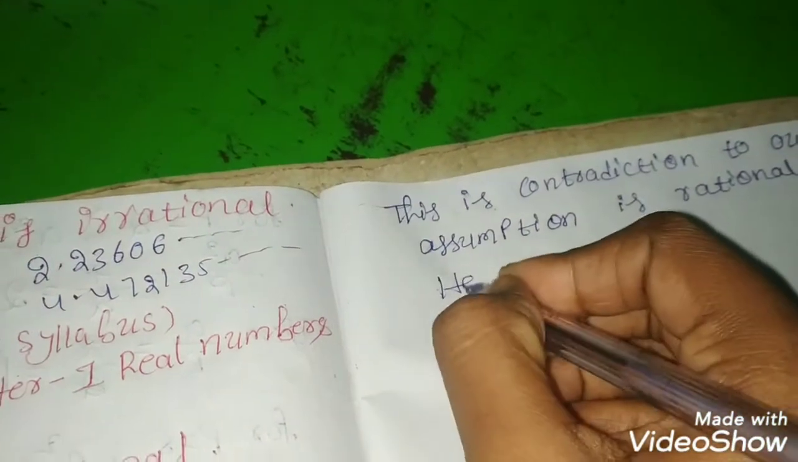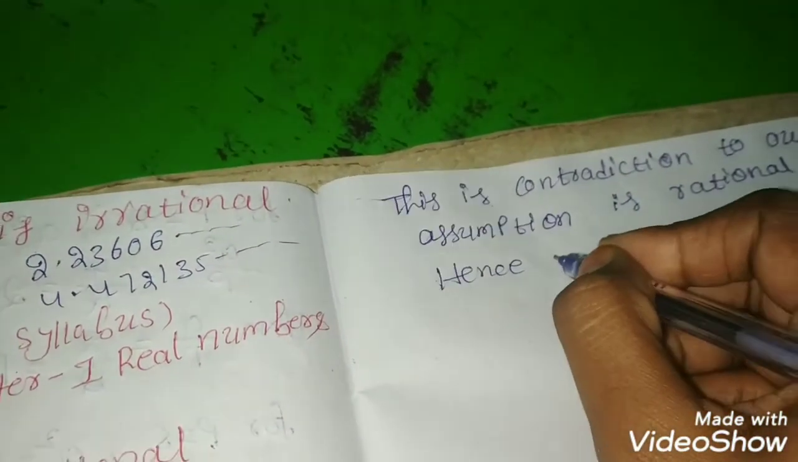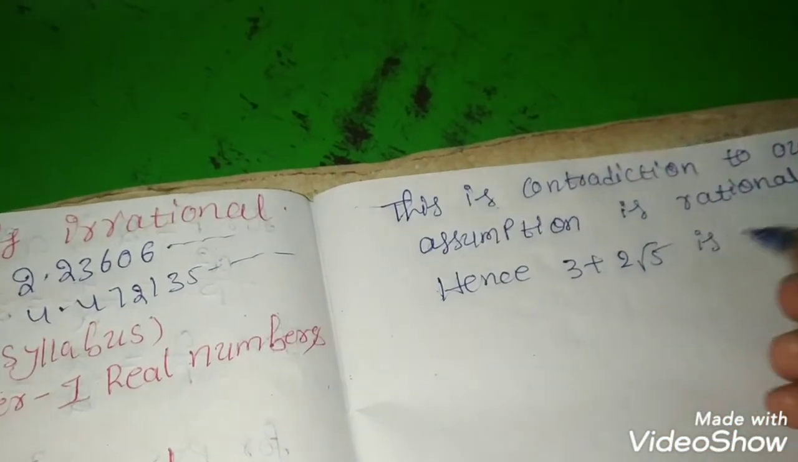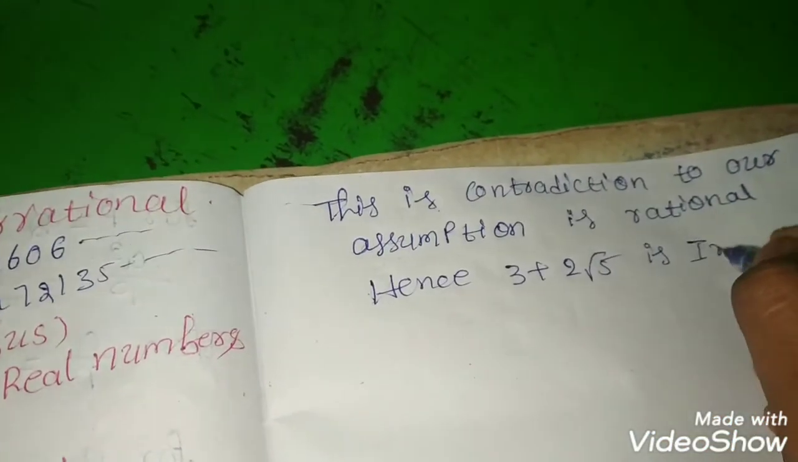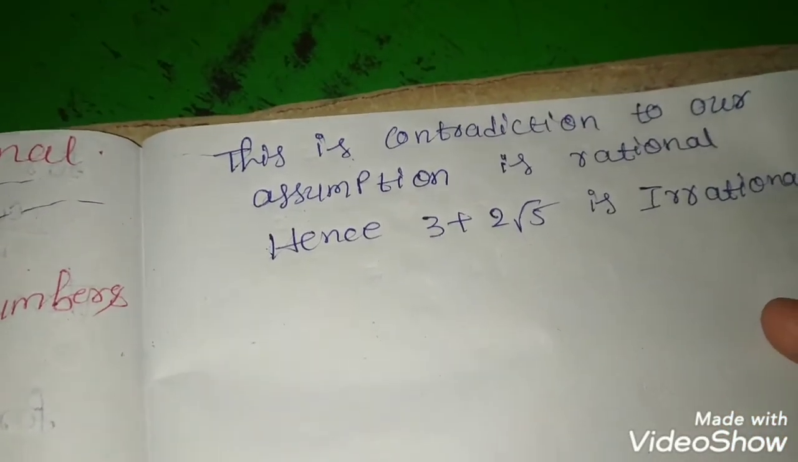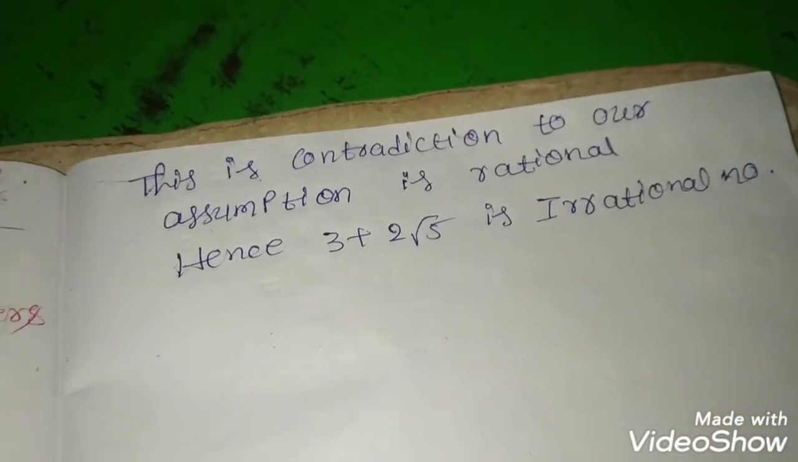So hence what can we call here? 3 plus 2 root 5 is rational or irrational? Of course we can say it is an irrational number. Okay.